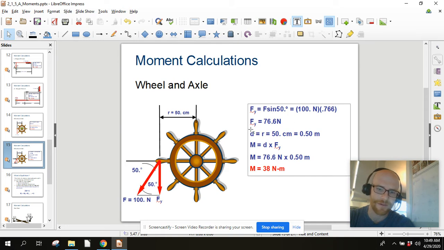So the sine of 50 degrees, you can see, is 0.766. You multiply that by the force, the hypotenuse, so 0.766 by 100 newtons. You're left with 76.6 newtons. And then you multiply that force, because that's the only force perpendicular to the distance, by the 0.5 meters, and you're left with 38 newton meters. So even if your force is not totally perpendicular, you can use the force vectors to come up with the perpendicular force.